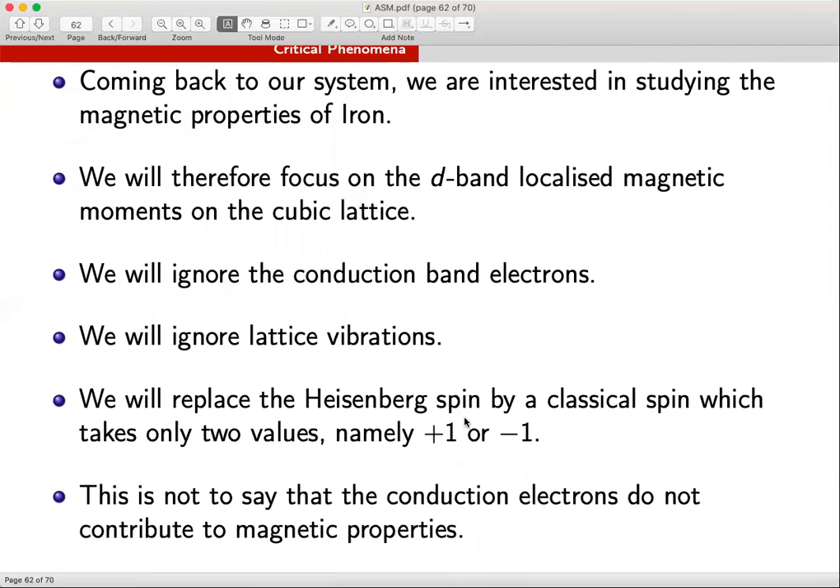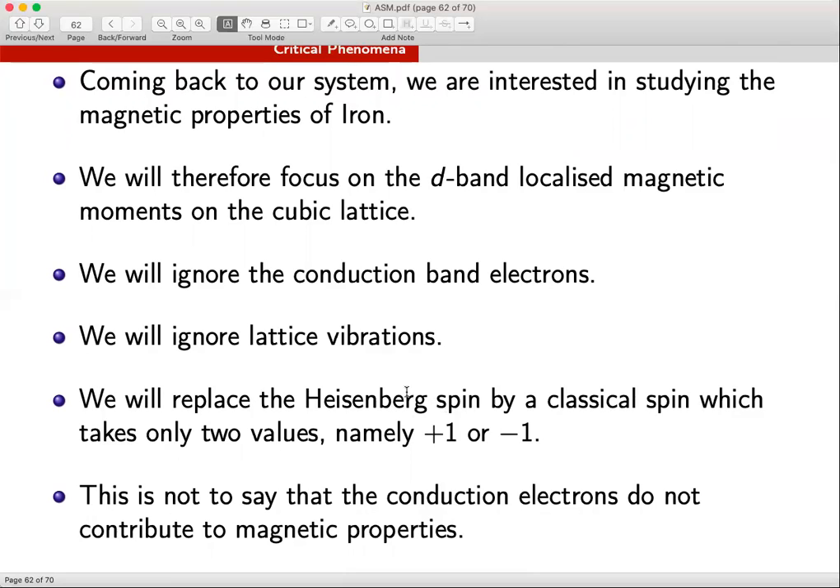So as you can see, we are making drastic simplifications. First of all, we got rid of conduction electrons, then we got rid of lattice vibration. Now we are going to get rid of Heisenberg spin also. So what we'll do is we'll replace Heisenberg spin by a classical spin which takes only two values, +1 or -1. Instead of looking at the full Heisenberg spin, we are really looking at its z component, and we'll only assign two values to that z component, and that would be +1 or -1.